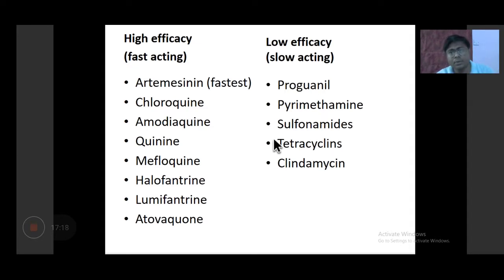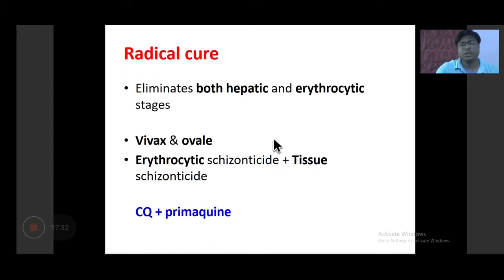The only place where primaquine is not very effective is the erythrocytic phase. Otherwise, everywhere, in the pre-erythrocytic phase, extra-erythrocytic phase, or tissue schizonts or gametes, you will find primaquine. So this is how you will classify antimalarial agents.